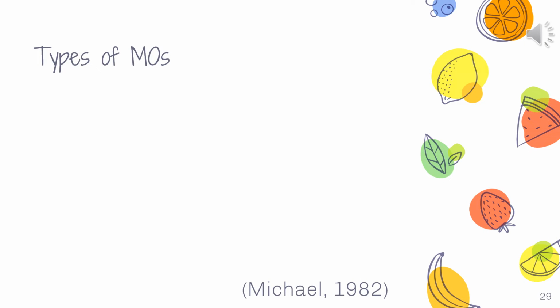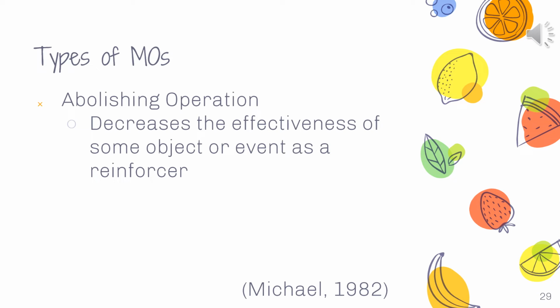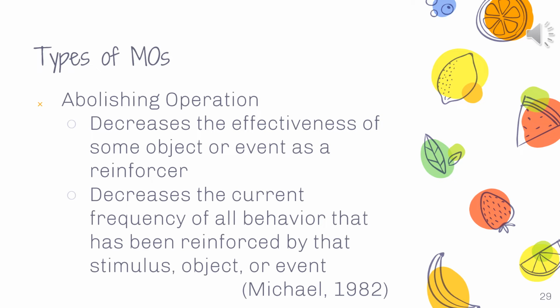The other type of MO is an abolishing operation. These, on the other hand, decrease the effectiveness of some object or event as a reinforcer, and also decrease the current frequency of all behavior that has been reinforced by that stimulus, object, or event.